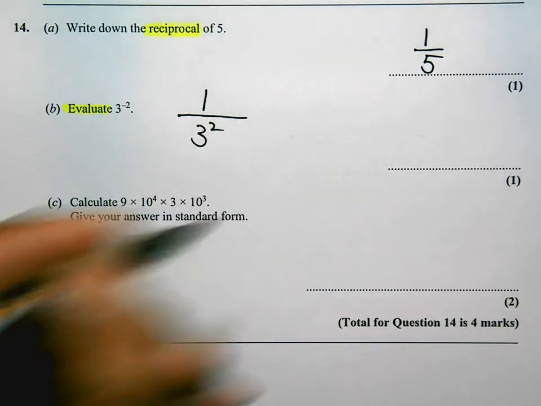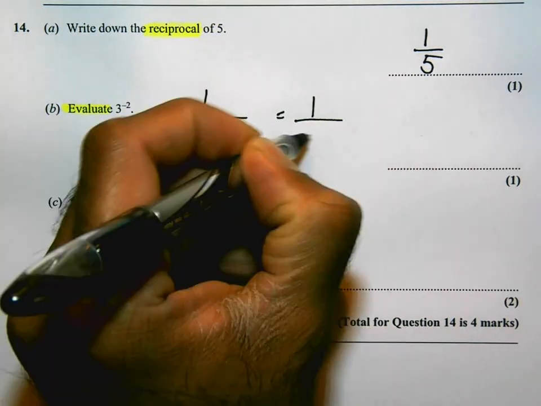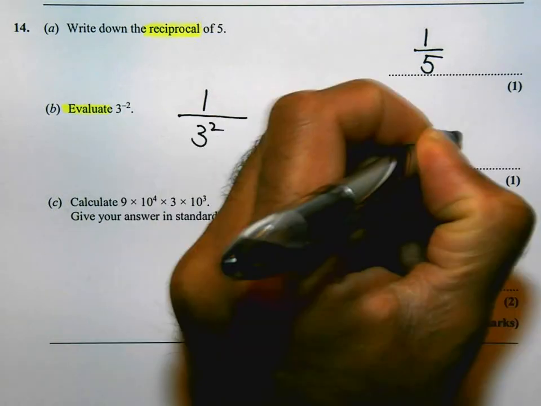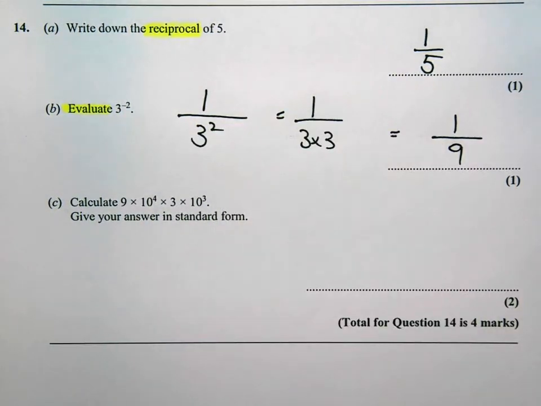And this is the evaluate bit of the question. They want me to work out what 3 squared is. Now 3 squared is 3 times 3, and that's going to work out to 1 over 9. That's my final result, my final answer for that question.